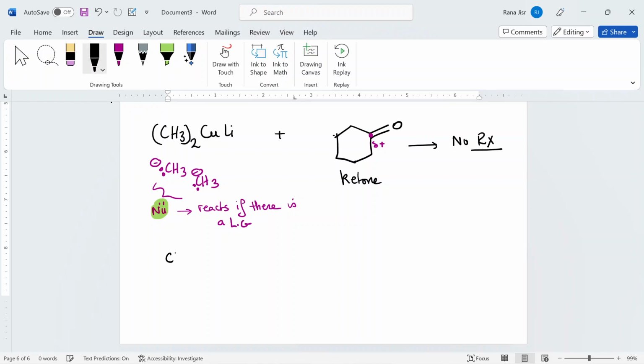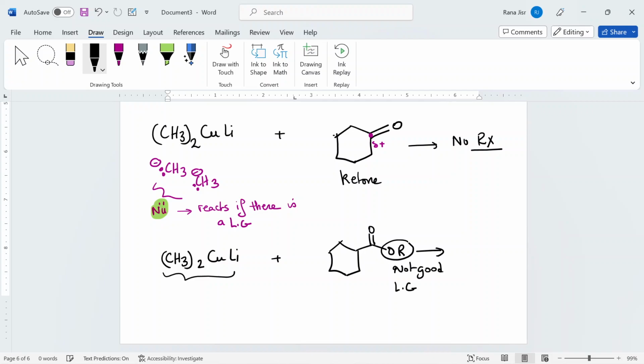Gilman also cannot react with esters. This is the only example where we said that esters have ORs as a good leaving group. But in the solution where the Gilman is dissolved, ORs are considered not a good leaving group. So these are not good leaving groups in the copper medium.